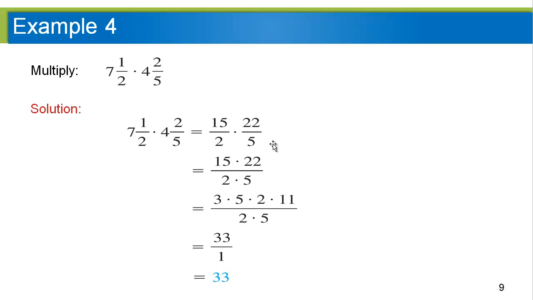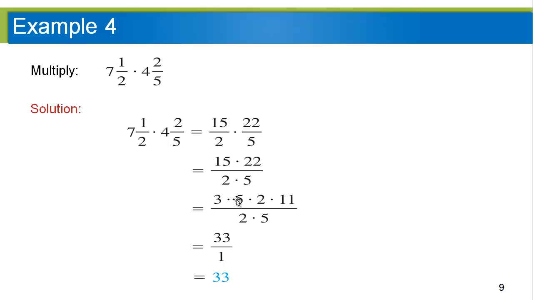And now we can multiply these as normal. Now here's a trick, I shouldn't call it a trick, it's a technique that will help save you some time. Yes, you can just do 15 times 22, get a big old number, 2 times 5, get 10, and then have to worry about reducing that fraction. But it's a lot nicer if you reduce before you go.